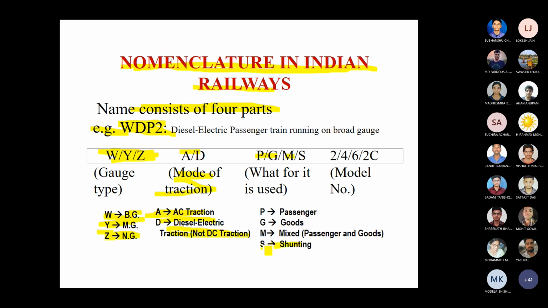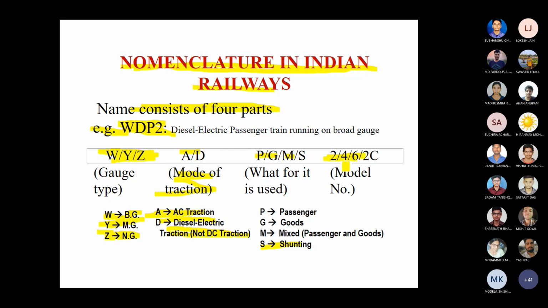Shunting means free running. Whatever configurations are there, then comes the model number, the number of machines. Two means in one coach there are two machines. Four means one coach has four machines. Six means the left side has three machines and the right side another three machines. So the traction machines stand for that number.